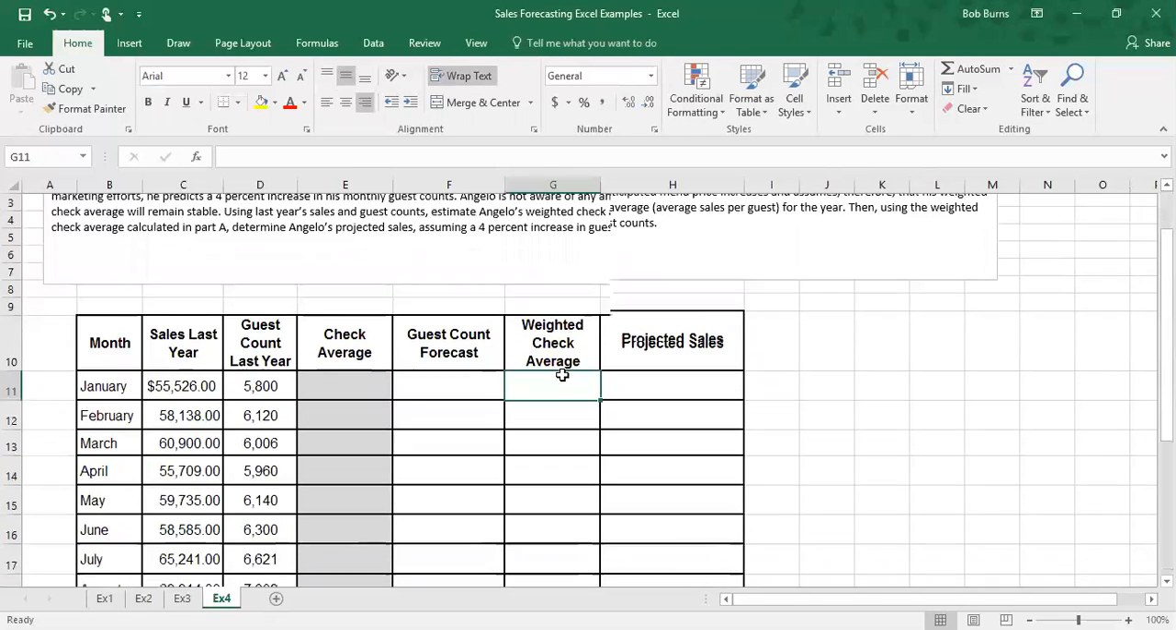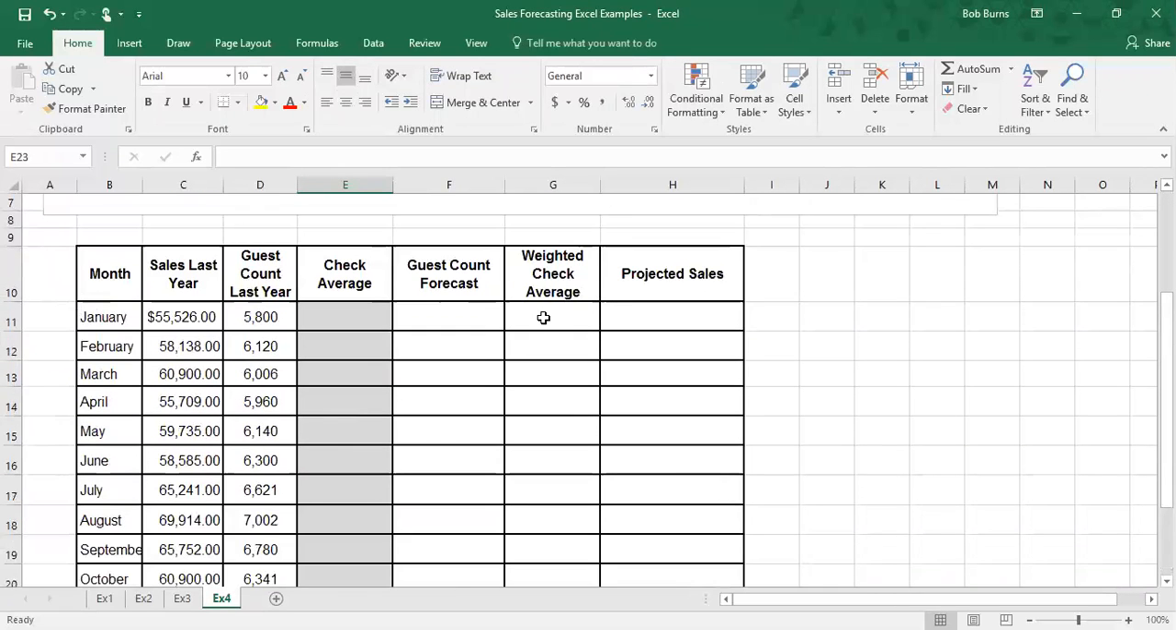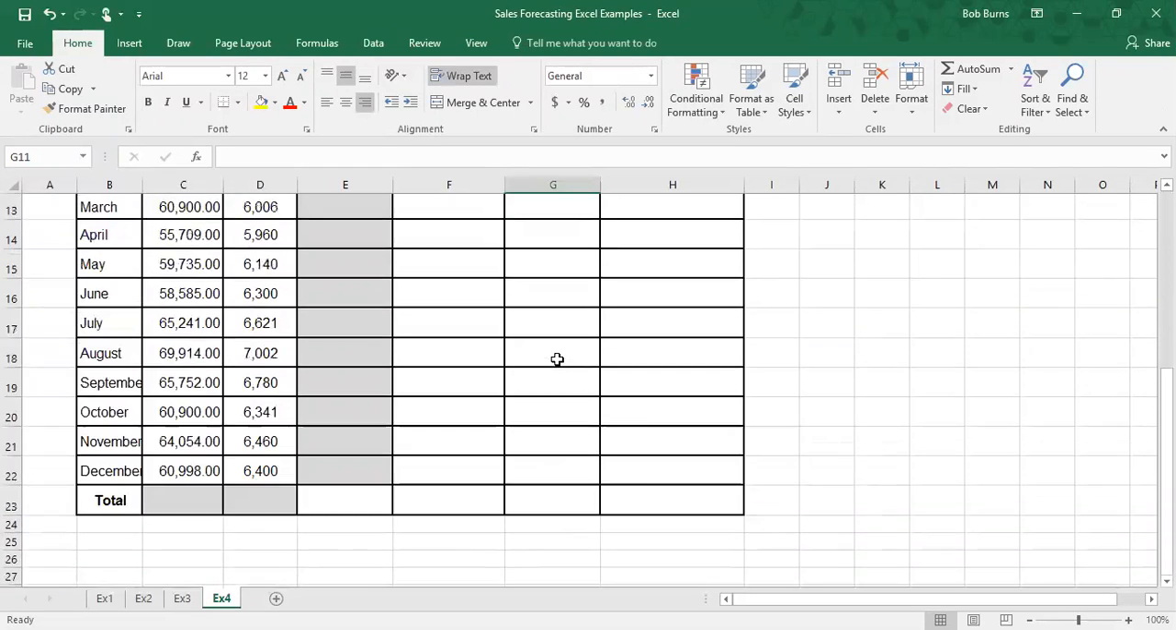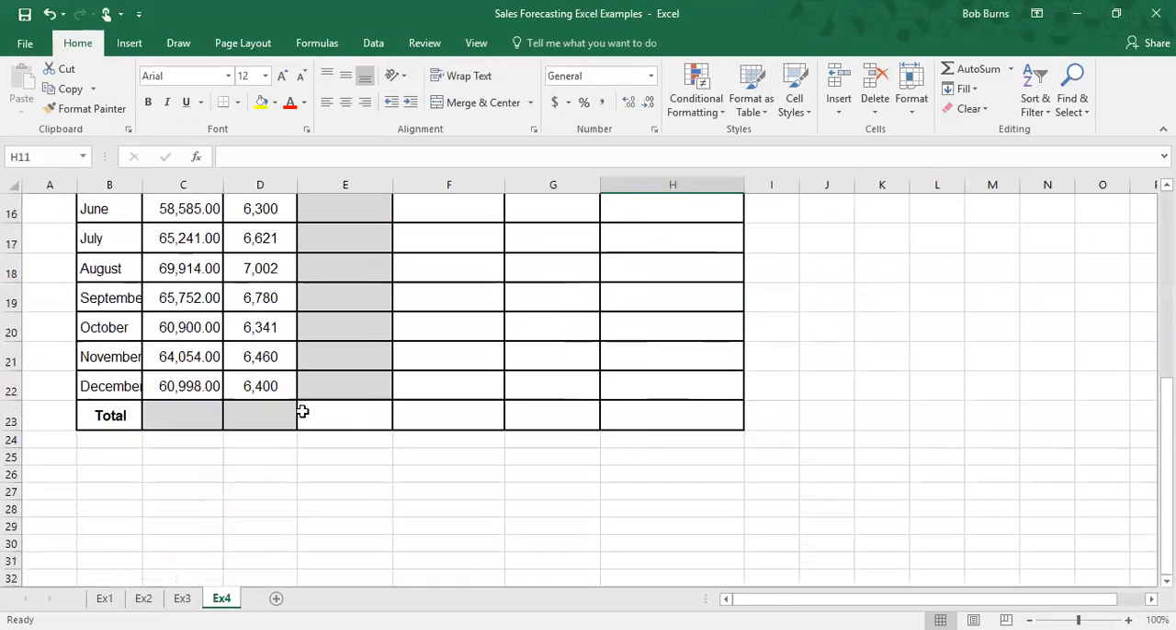The weighted check average here is going to be whatever number we get down here, because this is going to be our weighted check average for the year. So whatever that value is, we'll put here, and it will be the same number all the way down. And then we have projected sales, which we are going to take our guest count forecast, and similar to what we did to the last problem, we're going to times it by the check average, and it's going to give us our projected sales, or what we might see a future forecast of. All right, so let's do these.